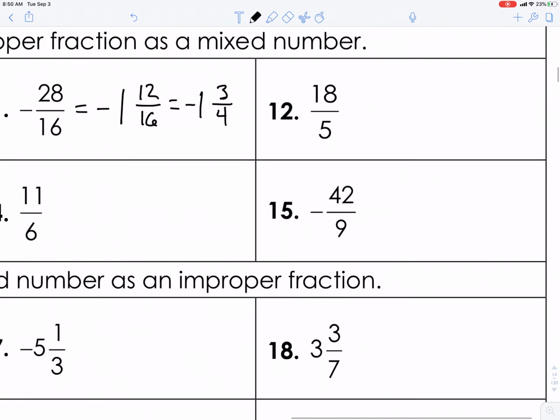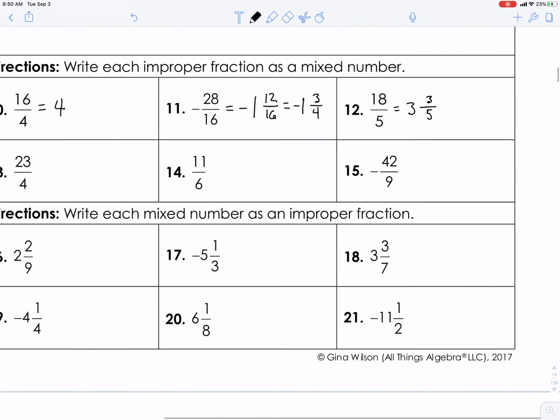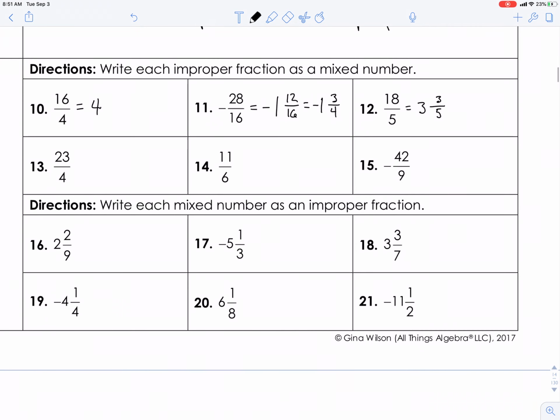Let's look at number 12. Well, cool, it's positive. There's no negative on there. 18 divided by 5. I know 5 goes into 18 3 times. And 3 times 5 is 15. If I take 15 out of the 18, that leaves me with 3. I get 3 left over, and I still have 3 of the 5 left over. And I can't reduce that. There is no number that goes into 3 and 5 that's the same number other than 1. And again, I don't want to divide by 1 because it doesn't do anything for me. Go ahead and pause the video and try to do 13, 14, and 15 on your own.